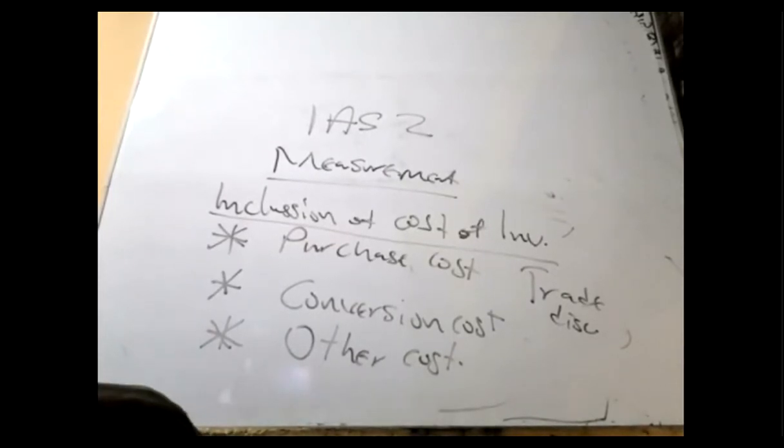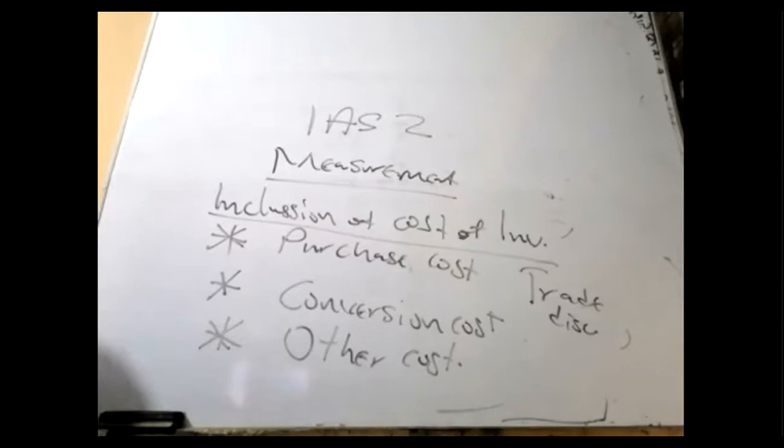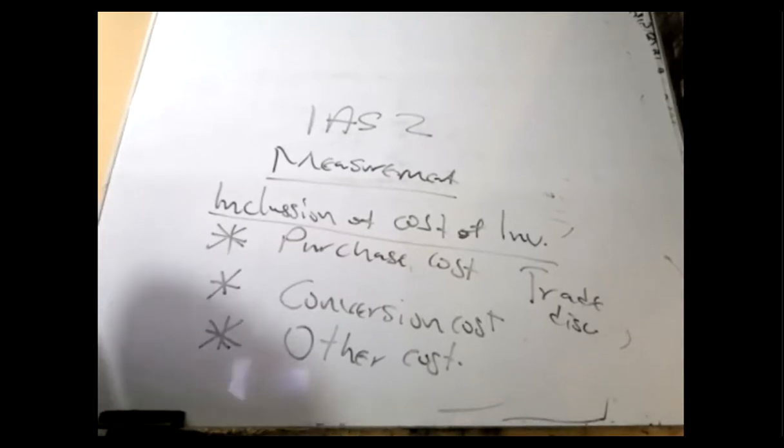Then conversion cost. Let's go to conversion cost. As the name suggests, conversion cost is the cost that you incur to convert the raw materials or the raw stock into their finished or semi-finished state, or their sellable state. Anytime you need some process to convert your raw material or your inventory into finished goods.